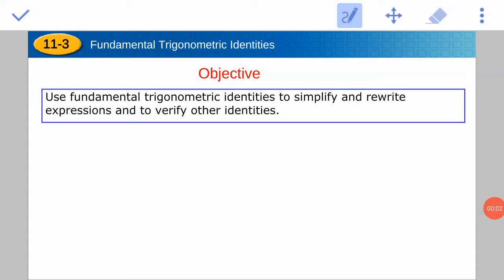Hello Algebra 2 students, welcome to section 11-3, Fundamental Trigonometric Identities. In this section you're going to learn how to use fundamental trigonometric identities to simplify and rewrite trigonometric expressions.